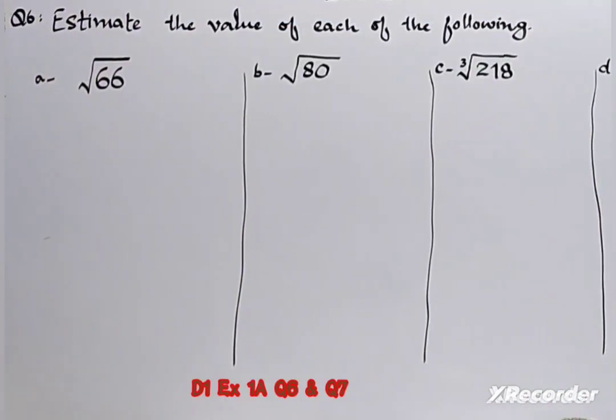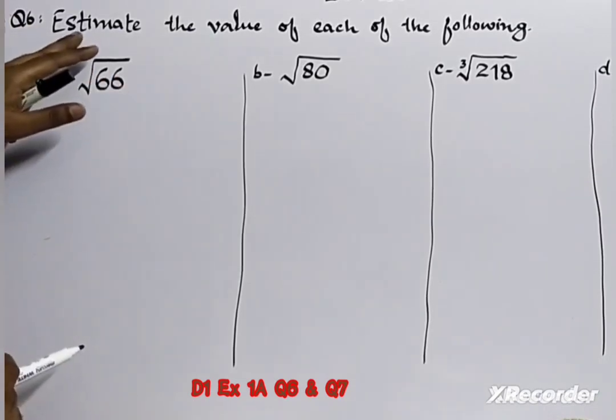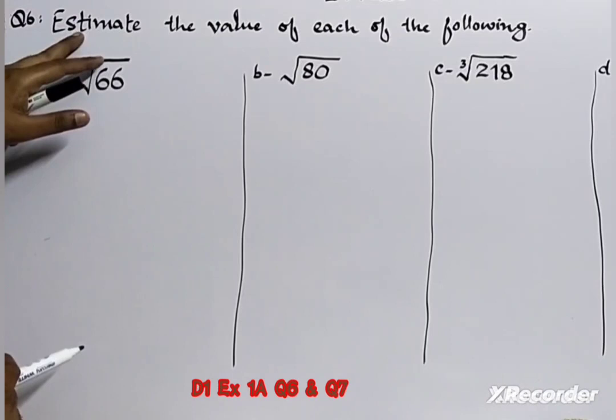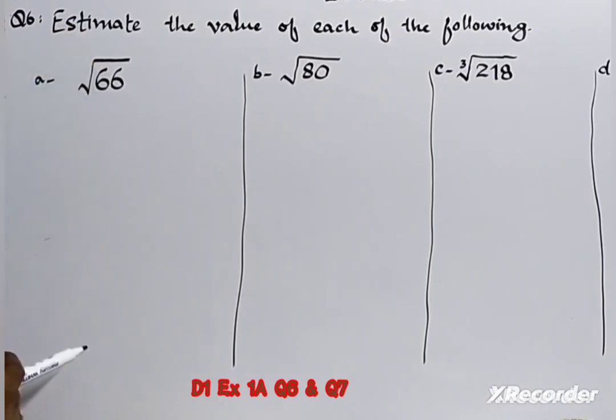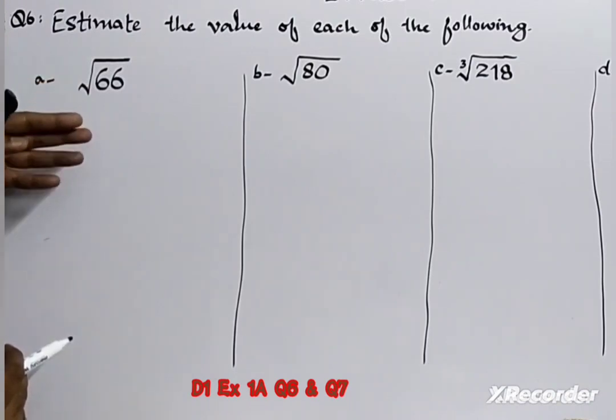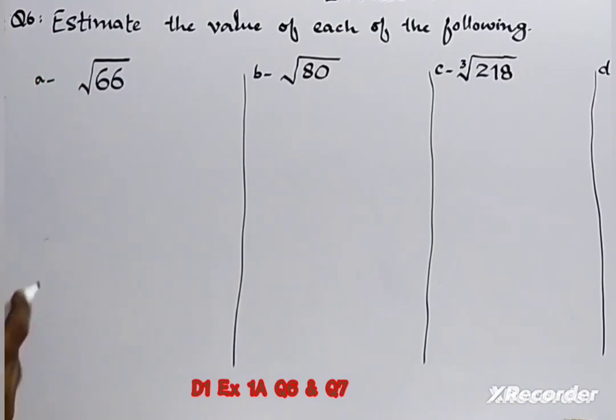From the sequel of question number 5, exercise 1A, we are moving towards question number 6. In this question, we have to find an estimated value of each of the following. It means not exactly, but estimated. What is closer to the original answer without calculator. So for this question, we have to learn the square roots and cube roots of the following. So question number A is square root of 66.